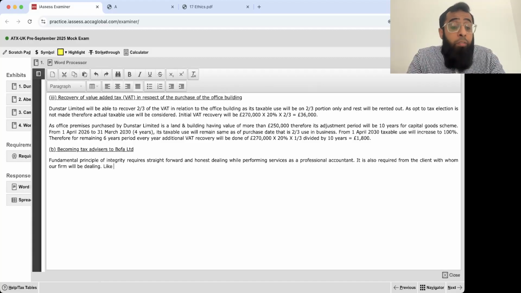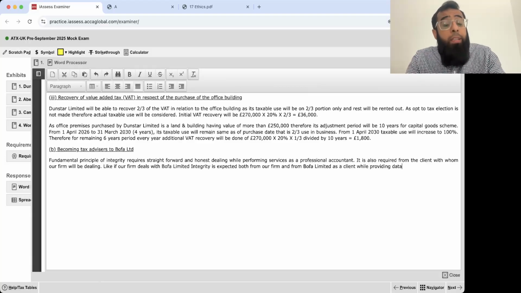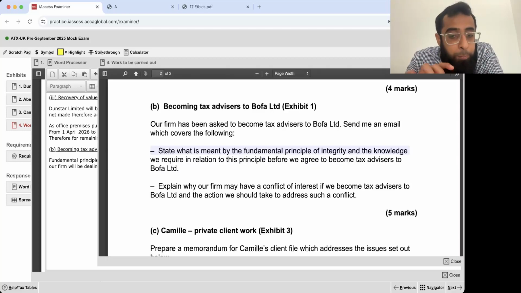Like if our firm deals with BOFA Limited, integrity is expected both from our firm and from BOFA Limited as a client while providing data. Now, why did I explain it a bit more? Because the question says state what is meant by the fundamental principle of integrity and the knowledge we require in relation to this before we agree to become advisors of BOFA Limited.